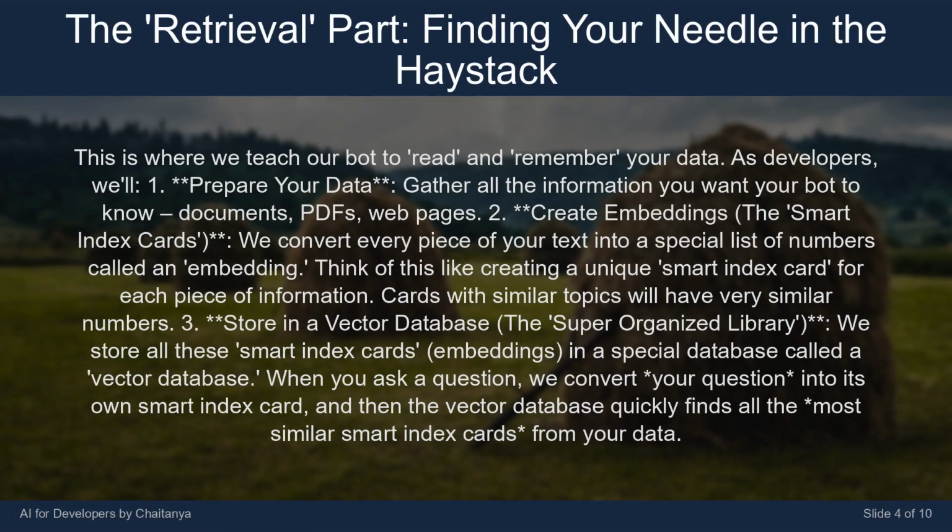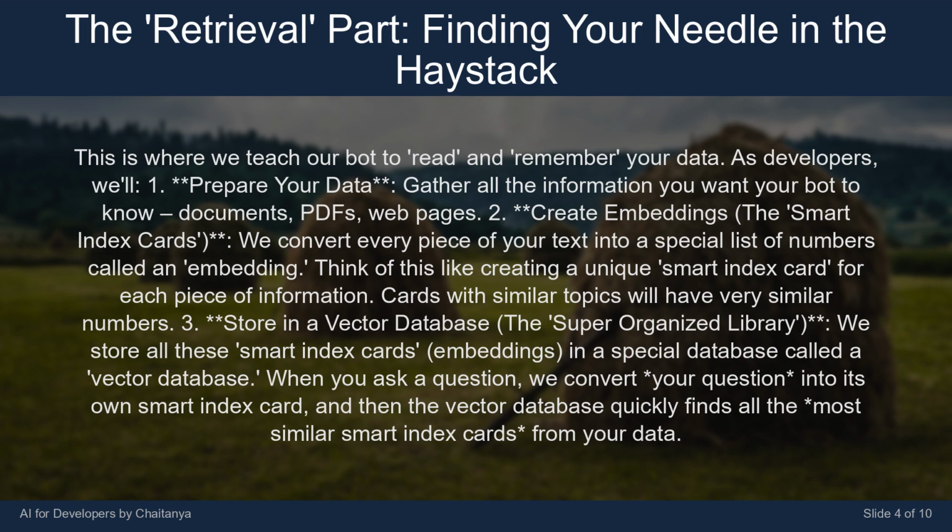This is where we teach our bot to read and remember your data. As developers, we'll 1. Prepare your data. Gather all the information you want your bot to know: documents, PDFs, web pages. 2. Create embeddings, the smart index cards. We convert every piece of your text into a special list of numbers called an embedding. Think of this like creating a unique smart index card for each piece of information. Cards with similar topics will have very similar numbers.